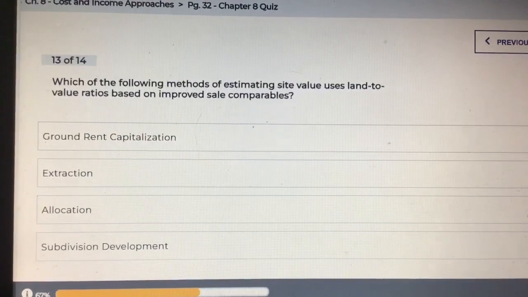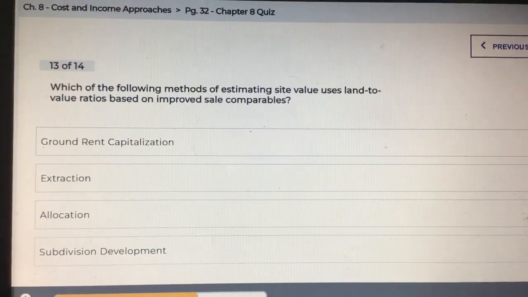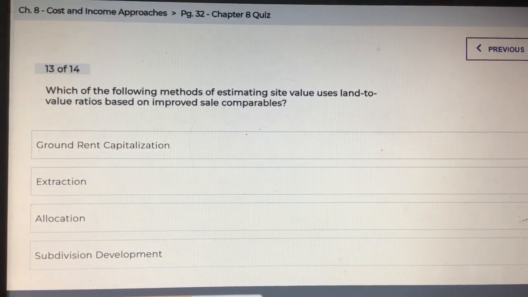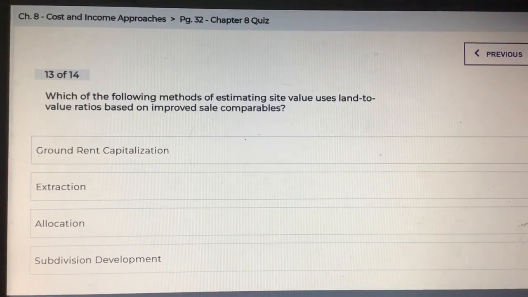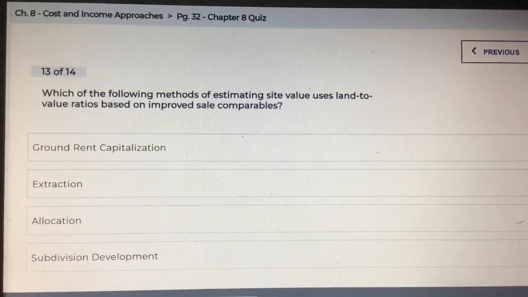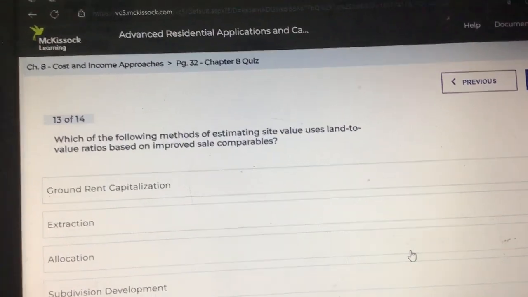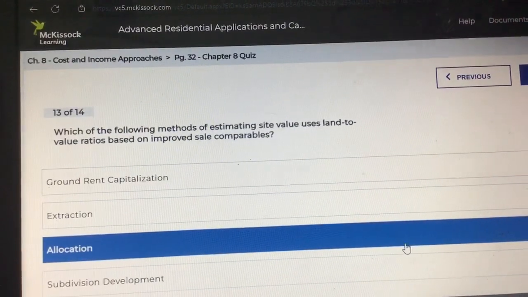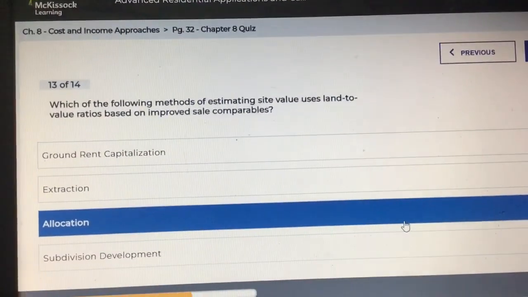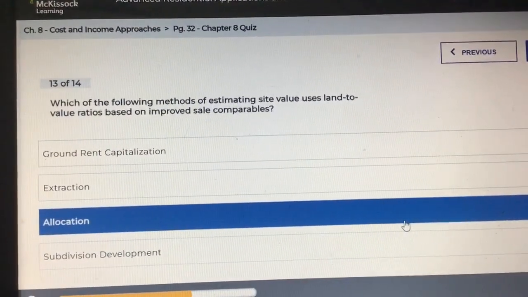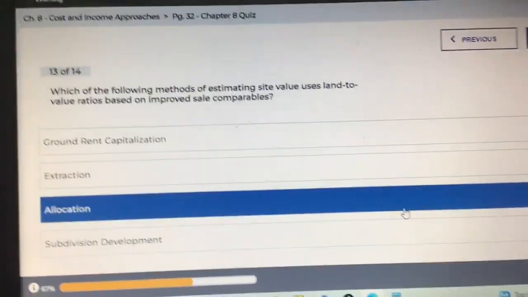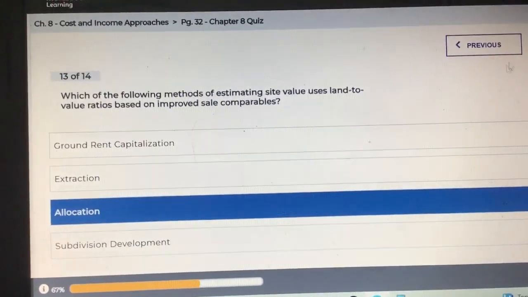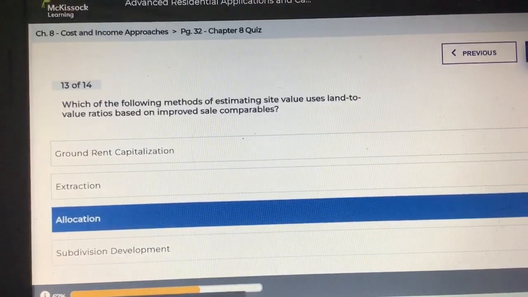We just went over this one. It's not A and it's not D. It's between extraction and allocation. I'm going to go allocation. Uses land to value ratios based on improved sales. I remember the improved sale part. I'm going allocation. I feel pretty good about that one.